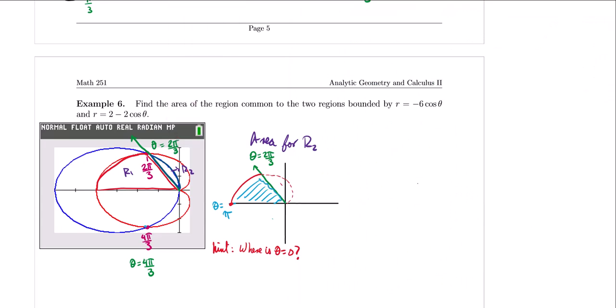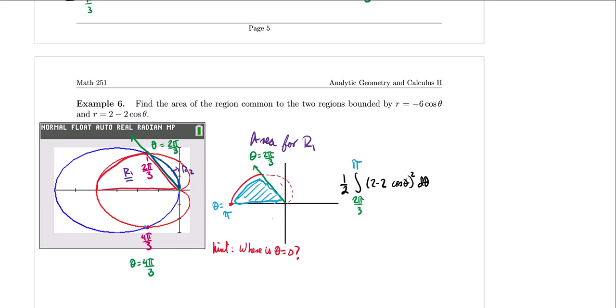So perfect. Now we know the values for theta that will give us this area right over here, so we can go ahead and set up our integral. The area is going to be given by the cardioid as it goes from the angle 2 pi over 3 to pi. So we put 1/2 times the integral from 2 pi over 3 to pi of r squared, so 2 minus 2 cosine theta squared, d theta. This is the area for region 1. I called it R2 at first, but I did call it R1 here. The naming convention doesn't matter.